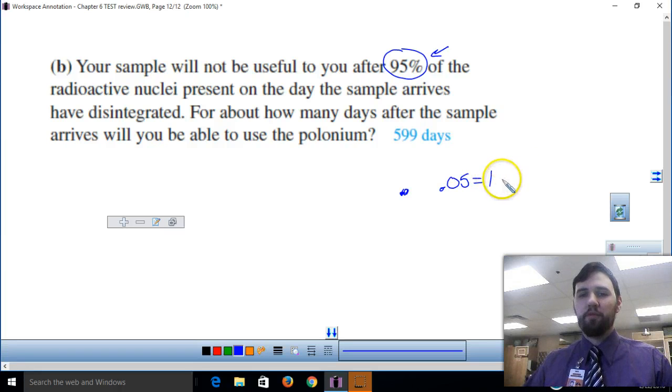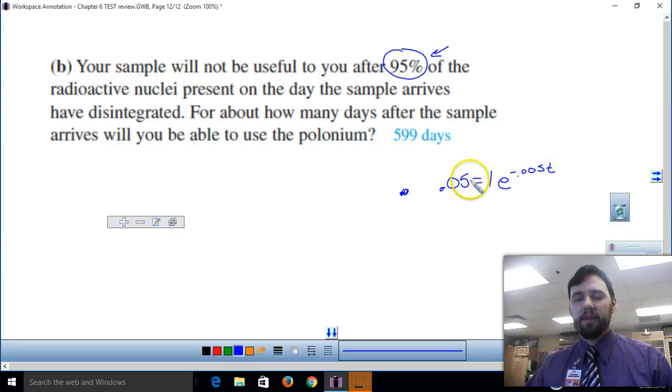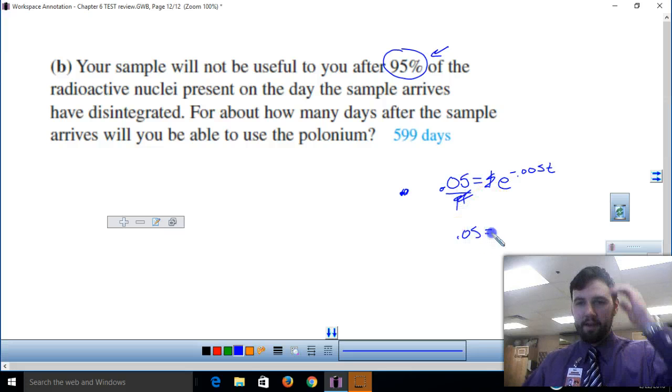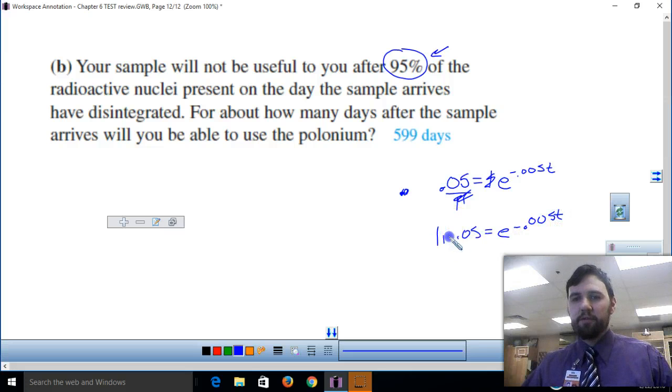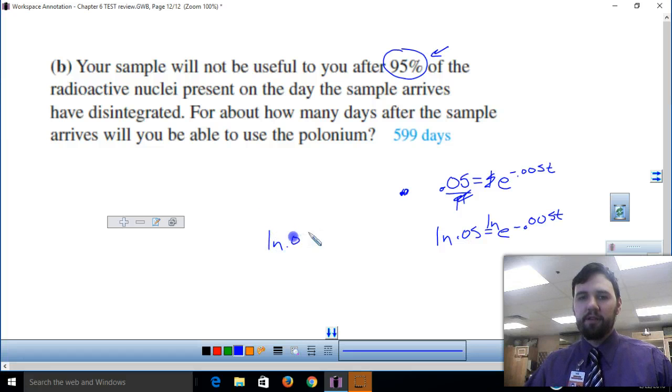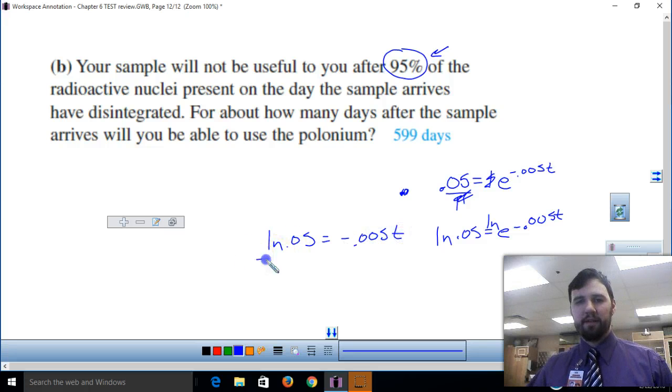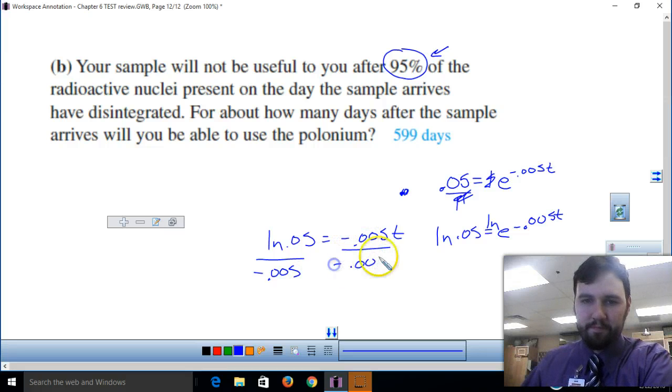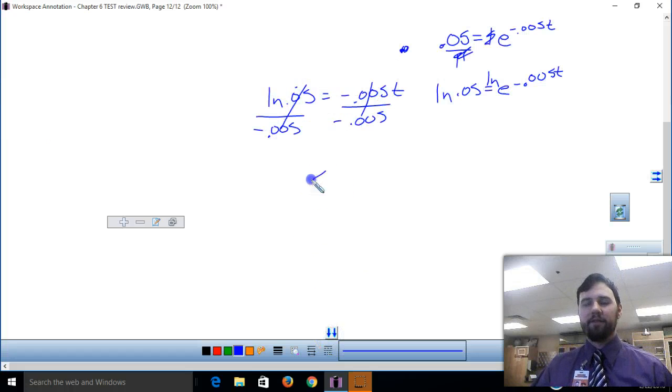So 95% disintegrated: 0.05 equals 1 times e to the negative 0.005t. So I divide both sides by 1. Oh, look at that, it doesn't change. So I get 0.05 equals e to the negative 0.005t. So I natural log both sides. So I get natural log of 0.05 equals negative 0.005t, divided by negative 0.005. I get 599 days.